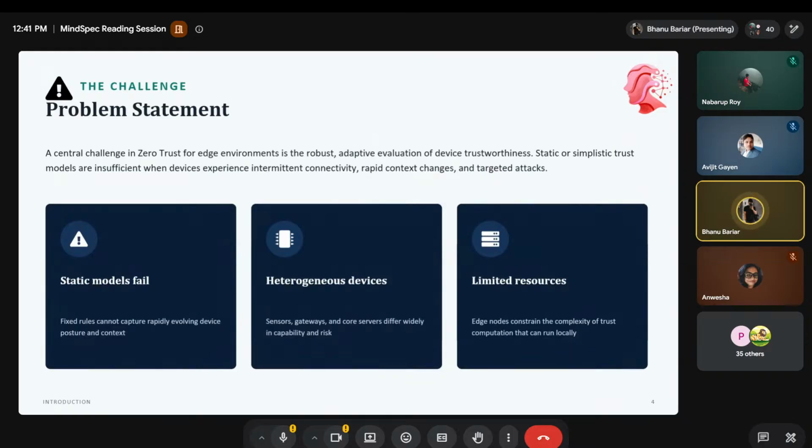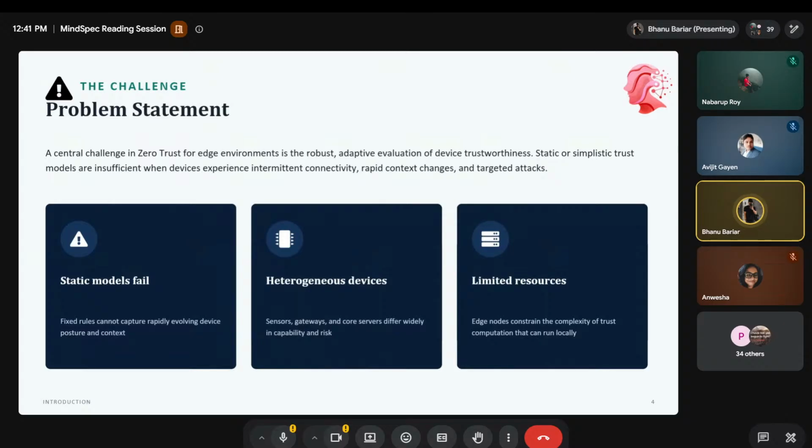For example, a device may be considered trustworthy simply because it has a valid certificate. However, a valid certificate alone doesn't guarantee that the device is secure. It may still be running outdated software, exhibiting suspicious behavior, communicating abnormally, or remaining inactive for long periods. The authors identify three challenges in these.